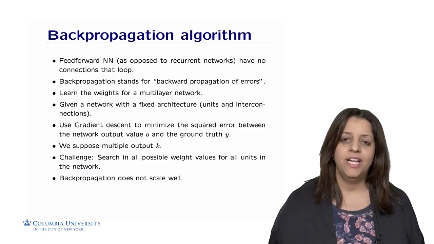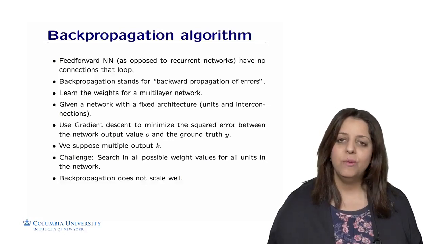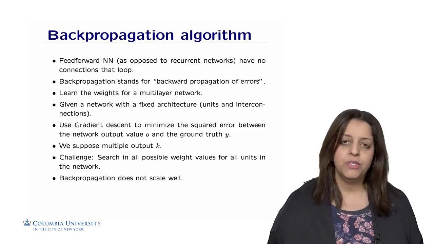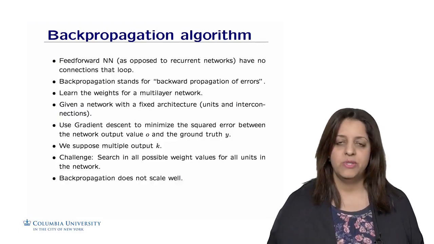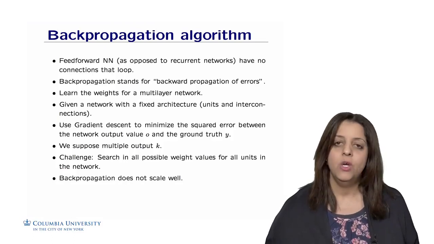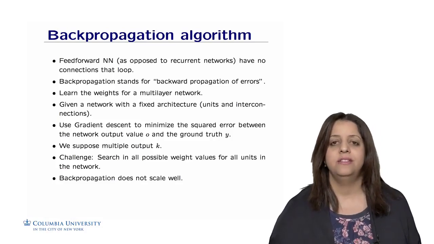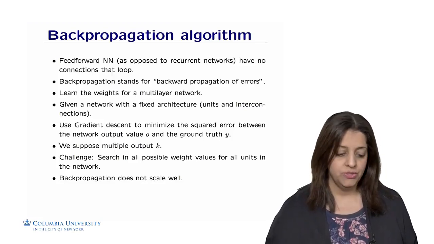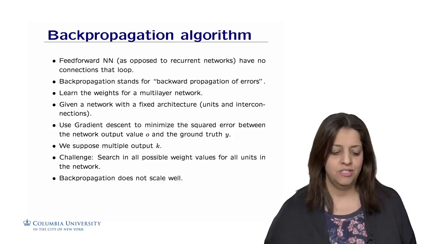An important idea in neural networks is how to learn the weights of a network of neurons. In other words, how to do backpropagation to propagate back the errors when you do the learning. Feed-forward neural networks, as opposed to recurrent networks, have no connections that loop. This is a specific kind of neural net. Backpropagation stands for backward propagation of errors, where we learn the weights for a multi-layer network. So given a network with a fixed architecture, that is the number of neurons in the input, the number of neurons in the hidden layers, and the number of neurons in the output, we need to find the weights, which are the interconnections between the different units or neurons.